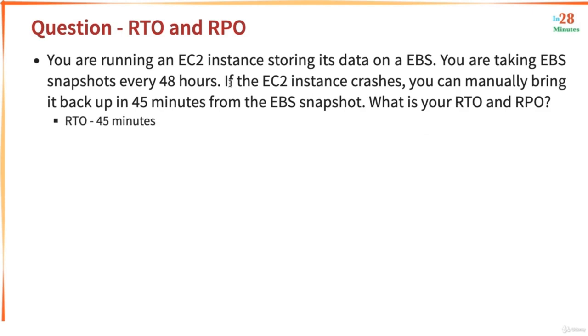So your recovery time objective is 45 minutes. Your RPO right now is 48 hours, because there is a chance that you took a snapshot right now and after 47 hours the EC2 instance crashes. Then you are setting the EC2 instance back to the data which was in the EBS snapshot about 47 hours back. So your recovery time objective is 45 minutes and recovery point objective is 48 hours.